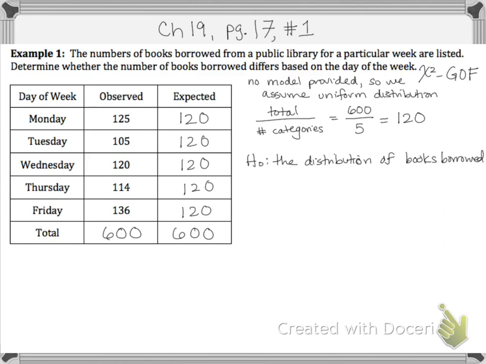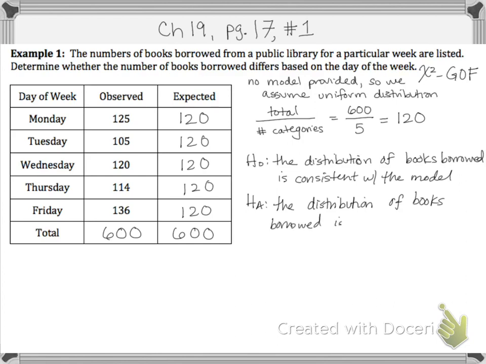It says the distribution of books borrowed is consistent with the model. Okay? So then remember, this is the chi-squared for goodness of fit. Our null hypothesis says it is a good fit, and our alternative hypothesis is supposed to say it's not a good fit. So here we'd say the distribution of books borrowed is not consistent with the model.